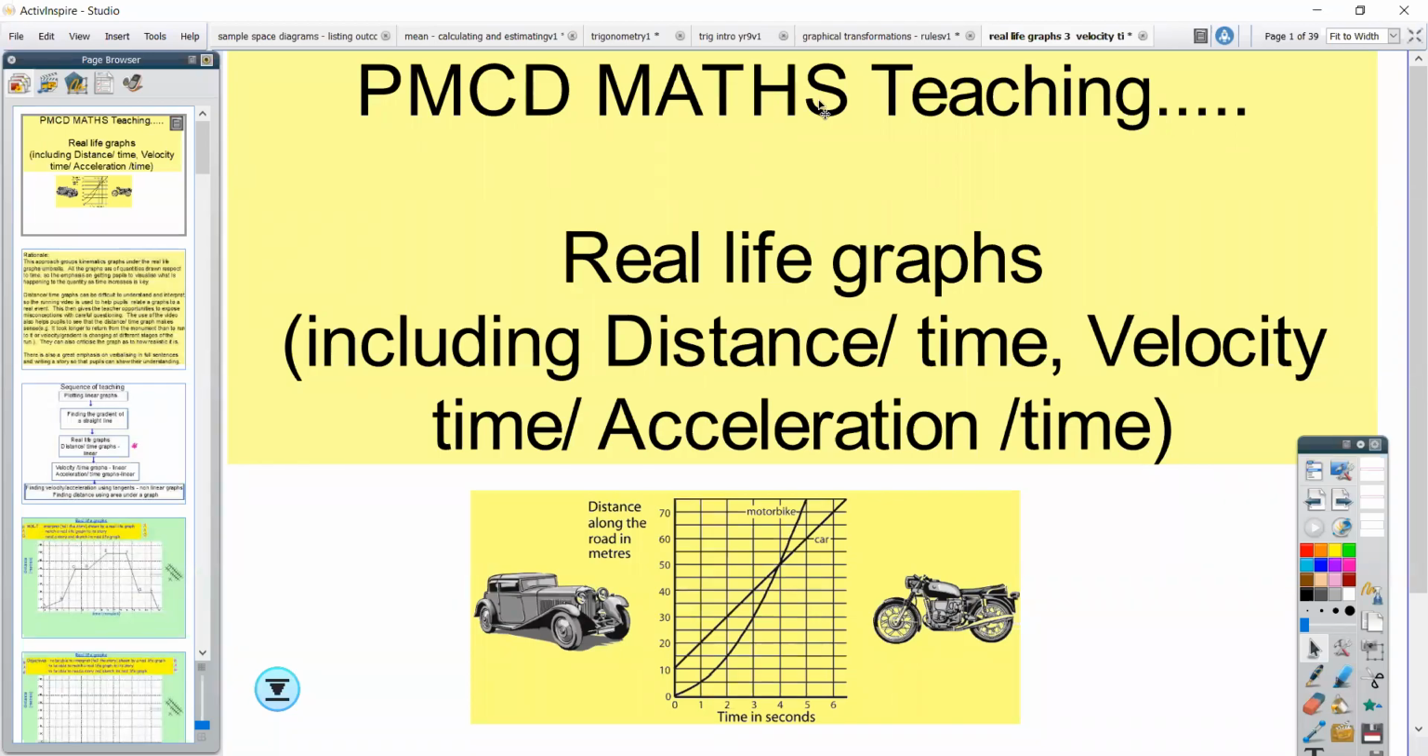This session we're looking at real life graphs, and this will lead into distance time graphs, velocity time graphs and acceleration time graphs as well. So without further ado, let's get started.